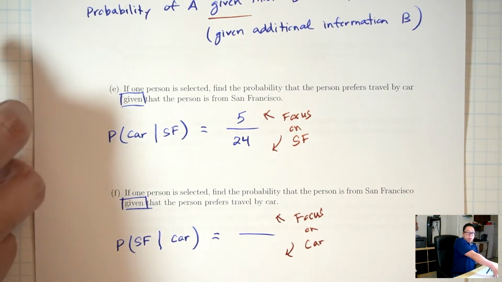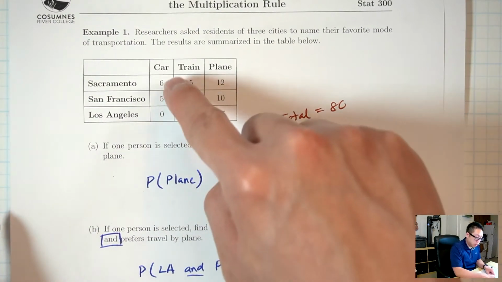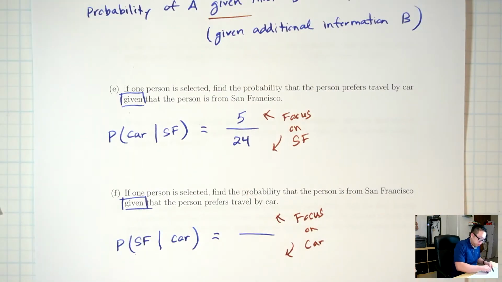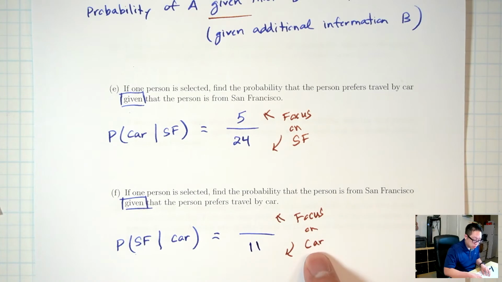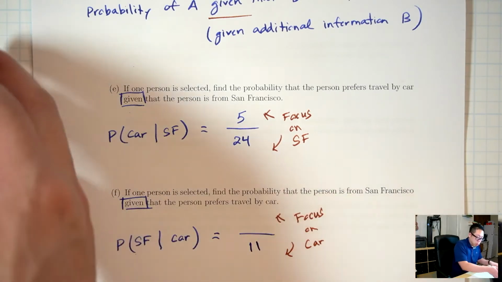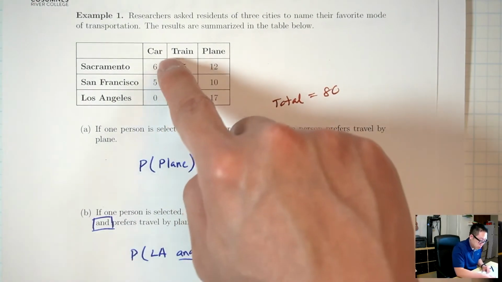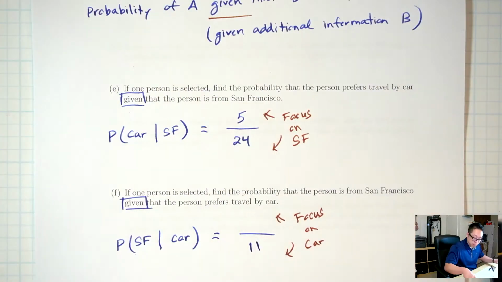Okay, so just focusing on car numbers, how many are there total? Just car numbers, 6, 5, 0. Total here is 11. And then still focusing just on the car numbers, how many are San Francisco? Just car numbers, how many are San Francisco? 5.